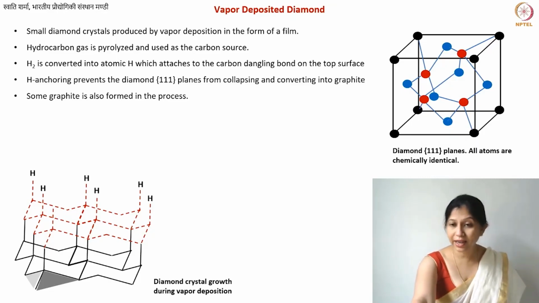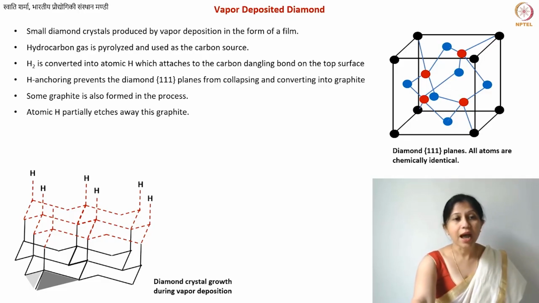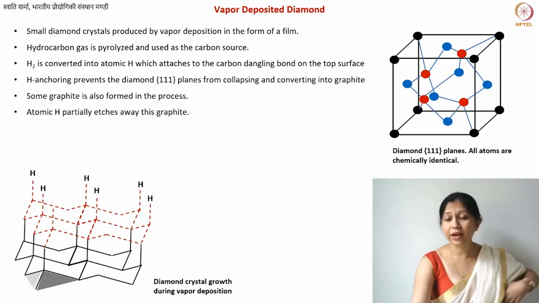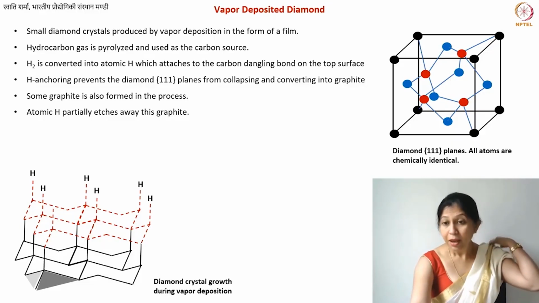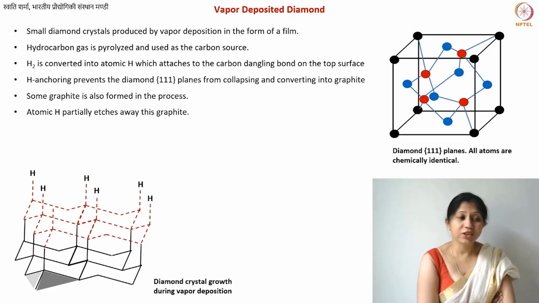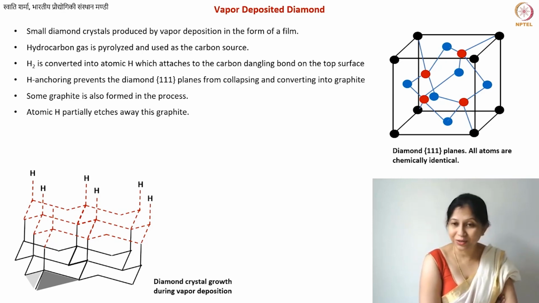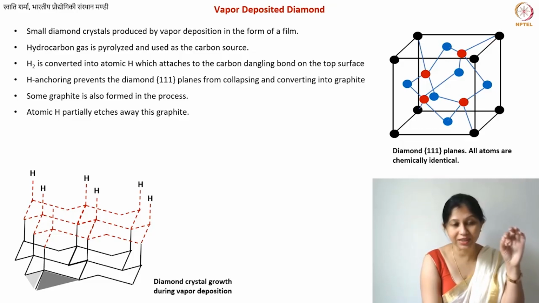Okay. So in any case, often there is some diamond, some graphite which is always formed in the process. Now, atomic hydrogen, as I also said, is also present as an impurity. But this atomic hydrogen is doing one more interesting thing. So it's not just the anchoring, it's not just facilitating the diamond formation.